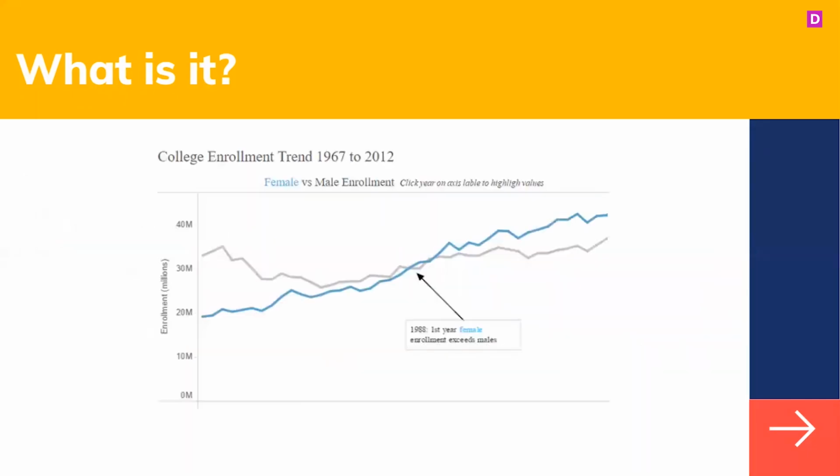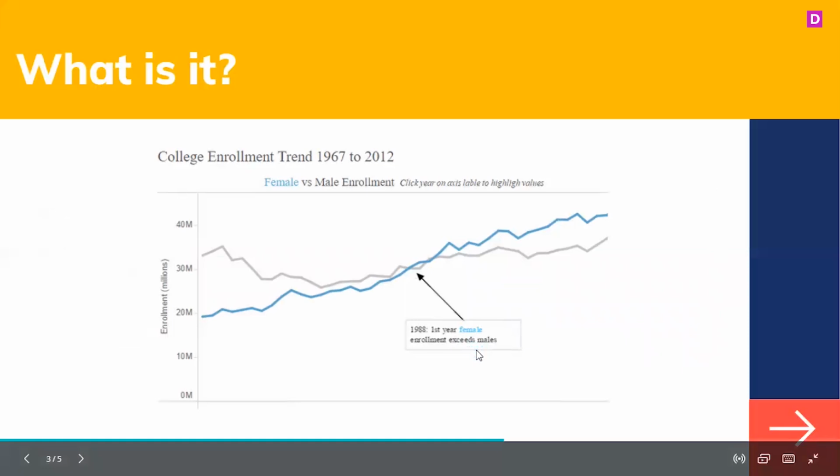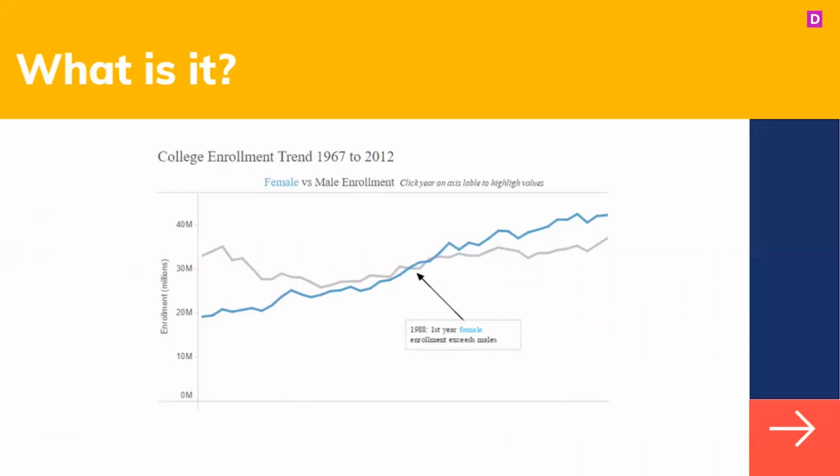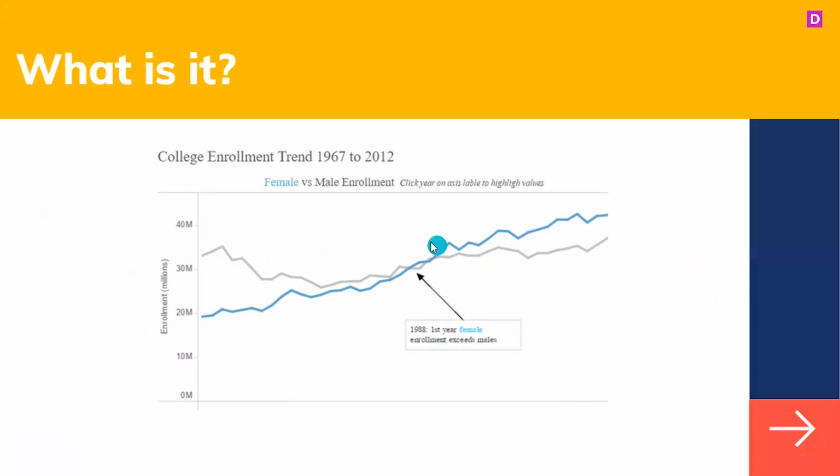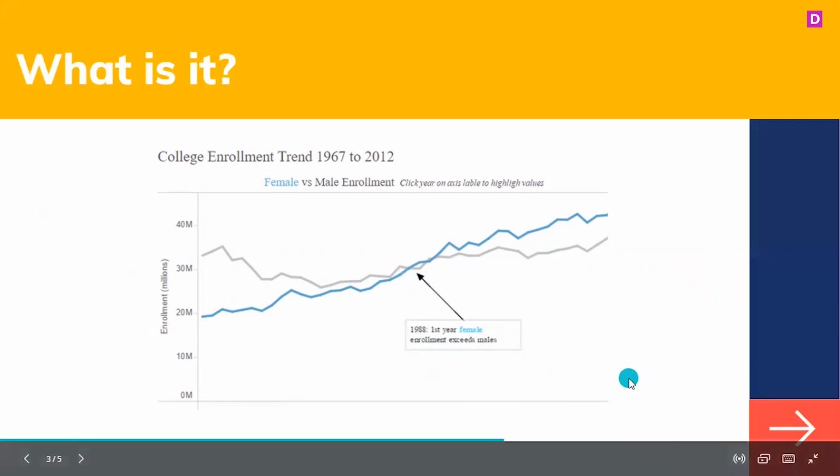For example, if you take this, we have made use of an annotation over here. It is showing the number of male and female college enrollment. He is showing that at this point of time in 1988, the number of female enrollments is exceeding the males. He just showed this in the chart and added a text here. This is what you call an annotation.